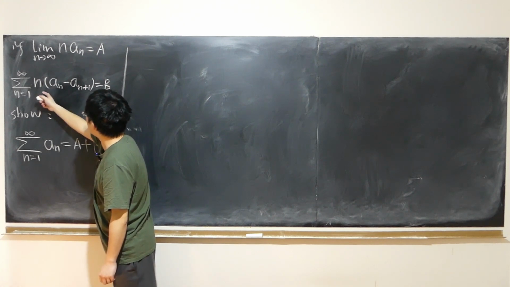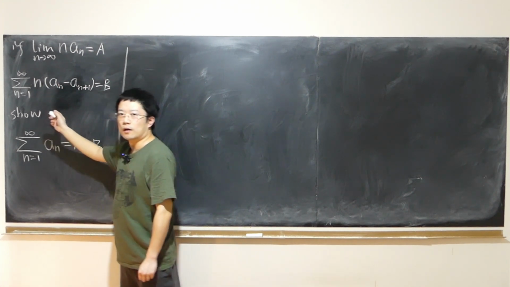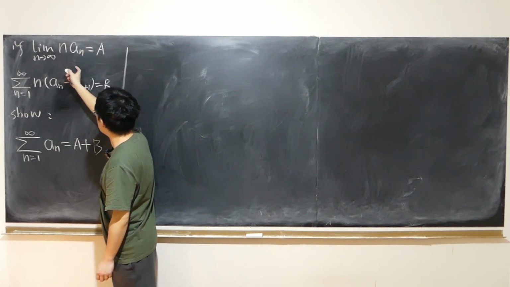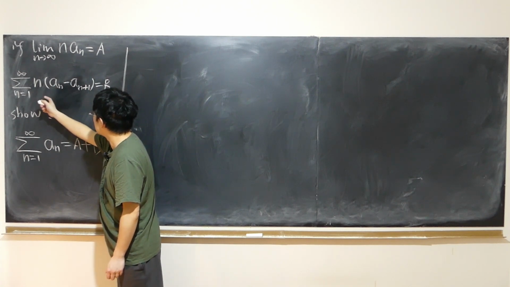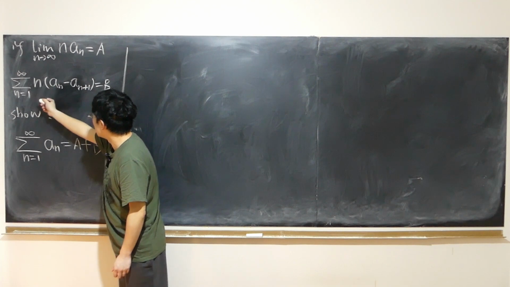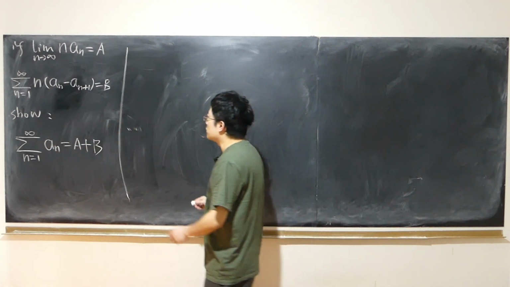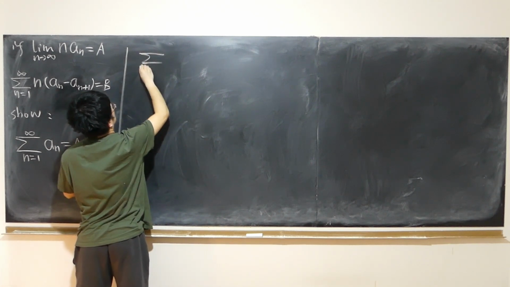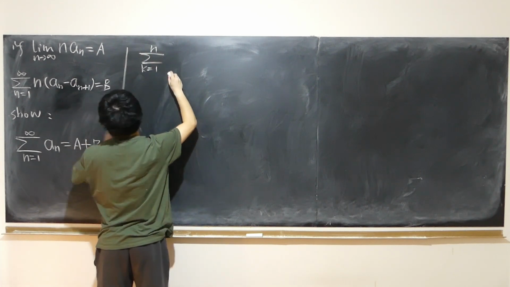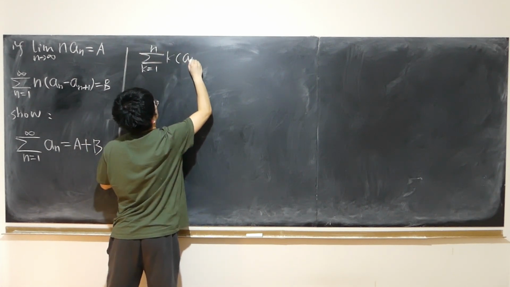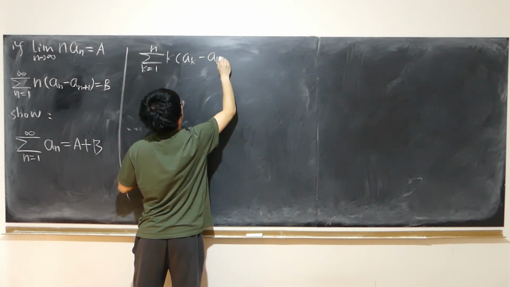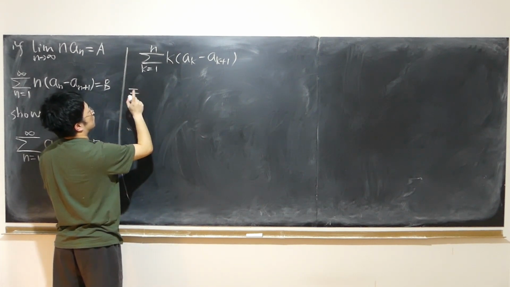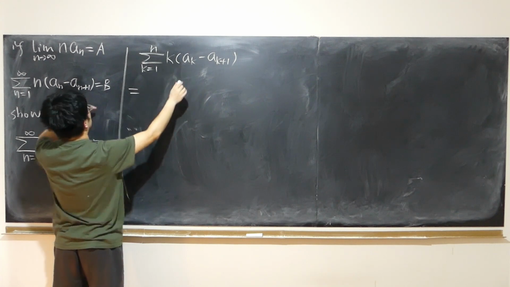Perhaps we expand it, n times a_n. But it's not straightaway useful, because a represents the limit of this sequence n times a_n, but here we actually have a series where the general term is n times a_n. So perhaps we first look at the partial sum. Partial sum, k goes from 1 to n of k times (a_k minus a_{k+1}). And we're going to examine that, just knowing that when n approaches infinity, this whole thing approaches b.